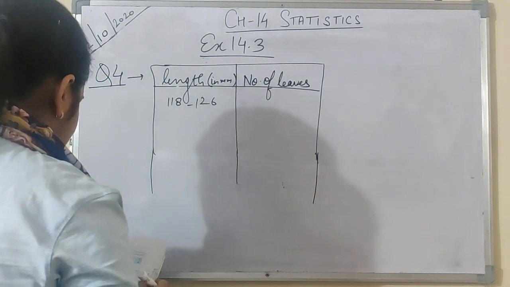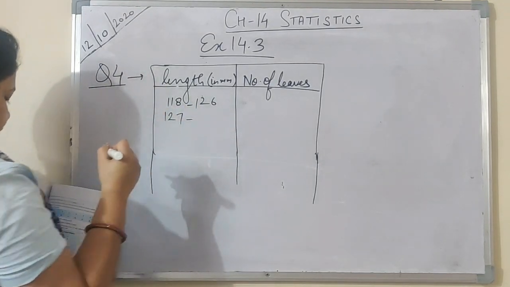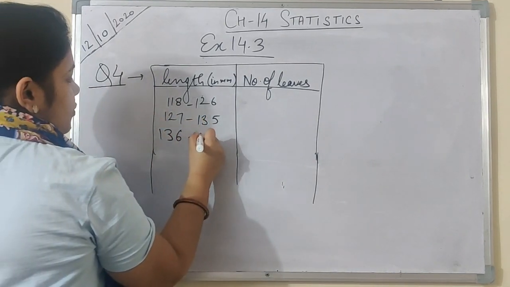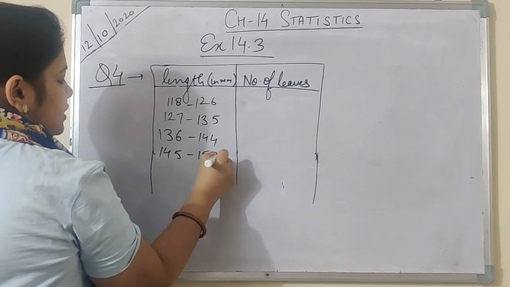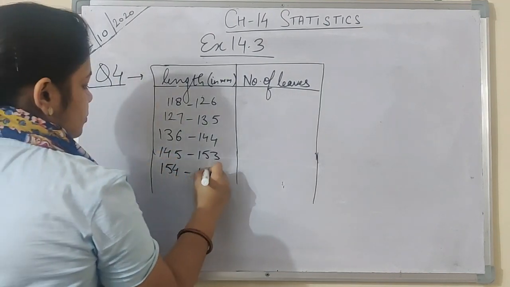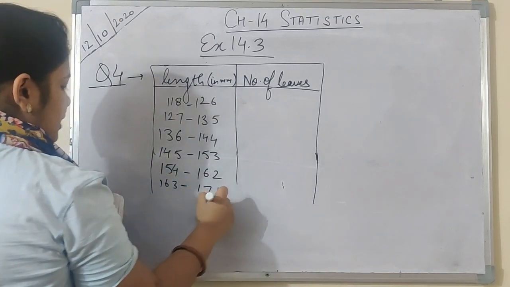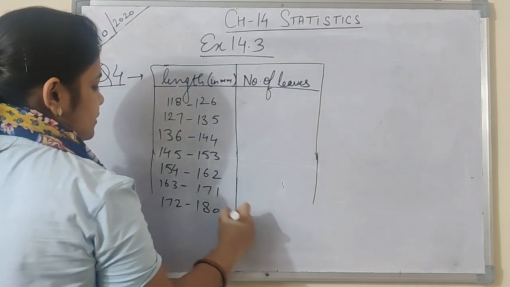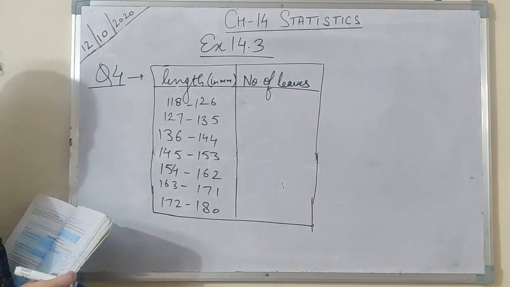So here also, as you will see, it is given 118 to 126. Then 127 to 135. Then 136 to 144. Next is 145 to 153. Next is 154 to 162. Next is 163 to 171, and then next is 172 to 180. So these intervals are given, and you will observe that these intervals are non-continuous. And what frequency is given?